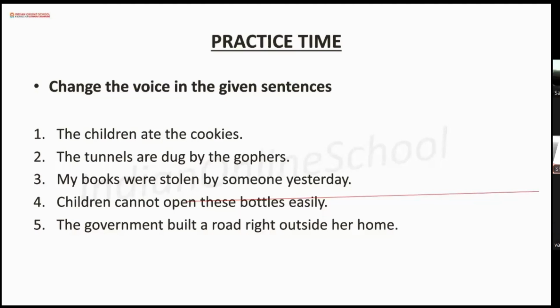The government built a road right outside her home. The road was built by the government right outside her home. You are on the right track, but it's a little different. The road is here the object, so the road will come first. A road was built right outside her home. So a road was built right outside her home is the answer. Okay?